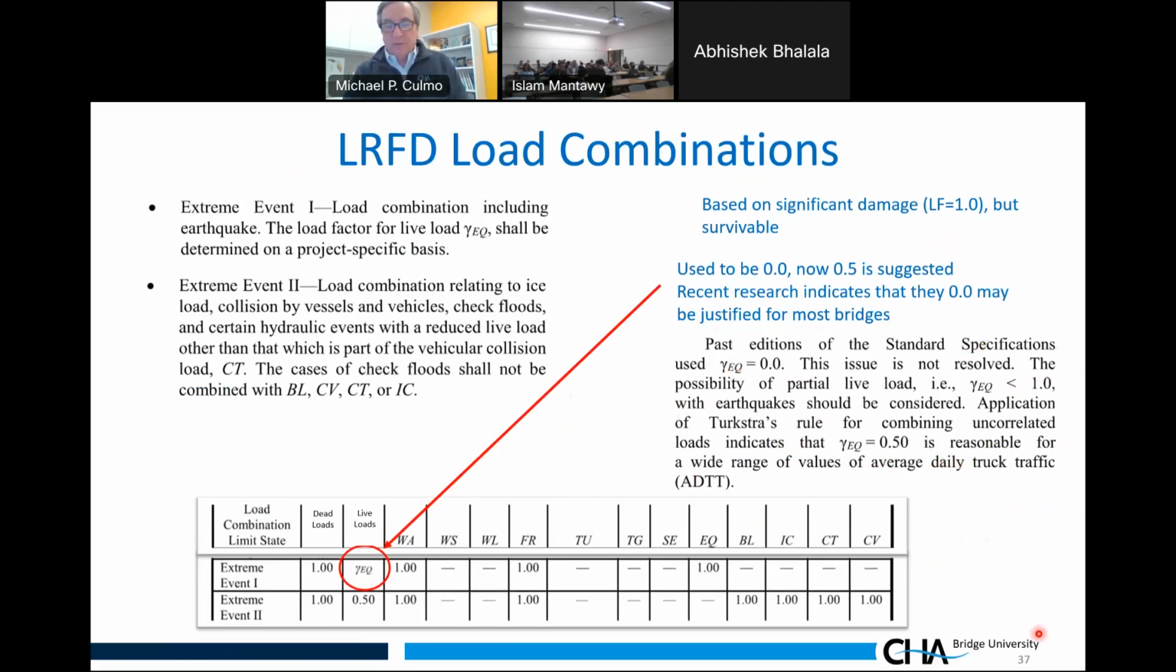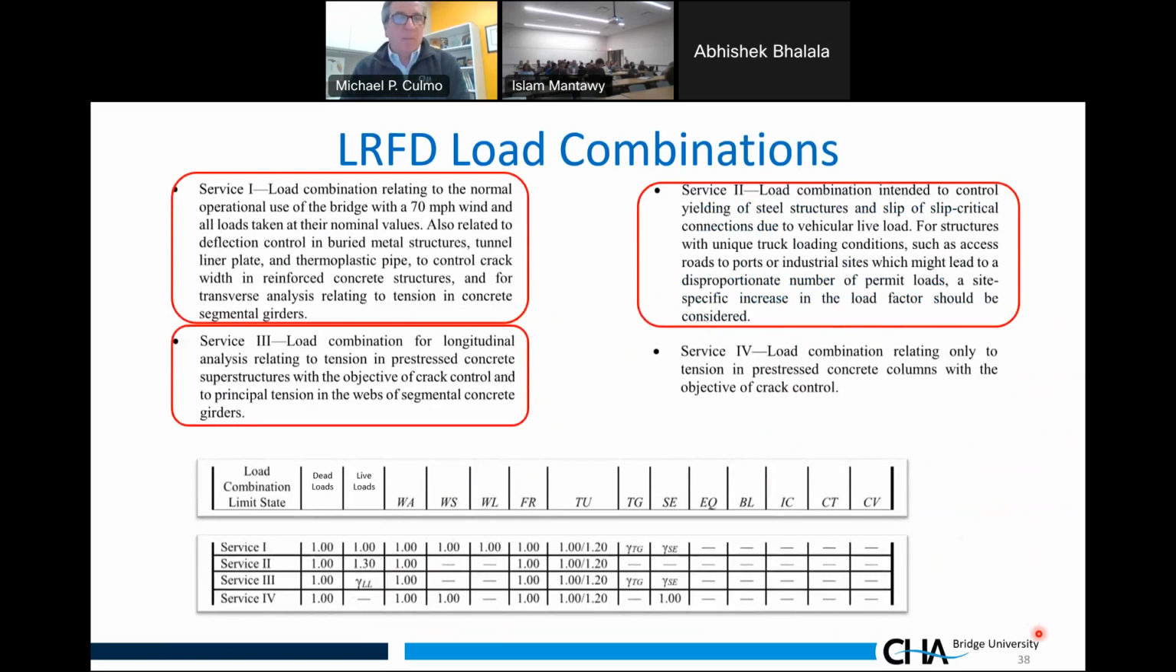So that's where you would actually come up with that number. Okay, there are several service limit state checks. There's actually 4. I'll quickly go through these. Service 1 is for normal use of the bridge with 70-mile-per-hour wind.